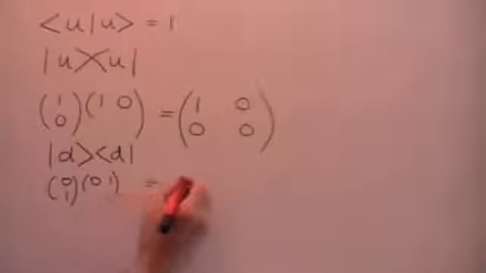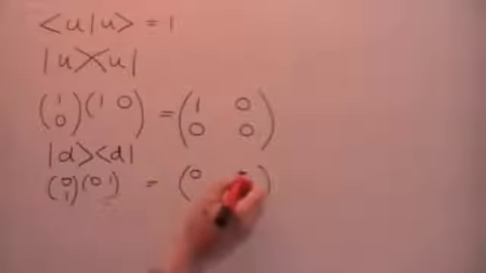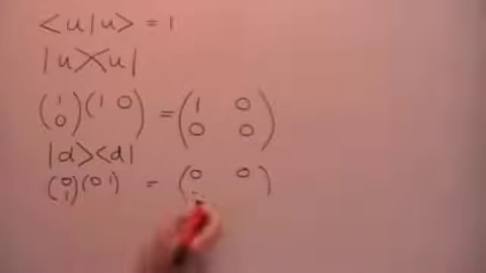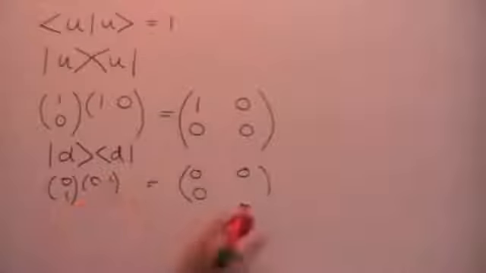Now let's have a look at what happens if you do down, down. Well, that would be (0, 1) times (0, 1). And that's going to equal, again, another 2 by 2 matrix. 0 times 0 is 0. 0 times 1 is 0. 1 times 0 is 0. 1 times 1 is 1.